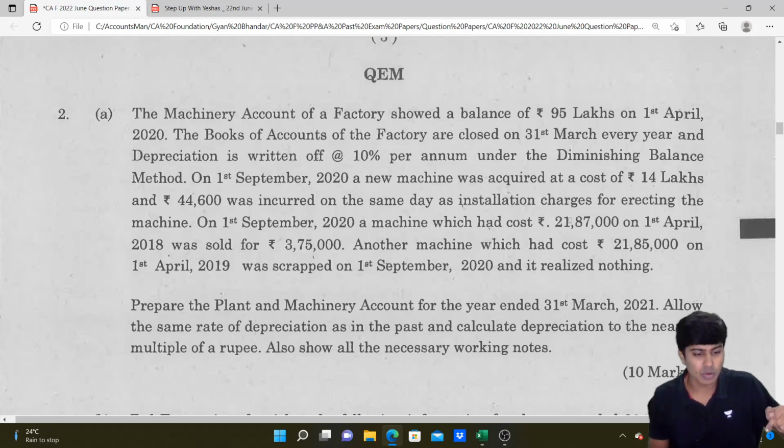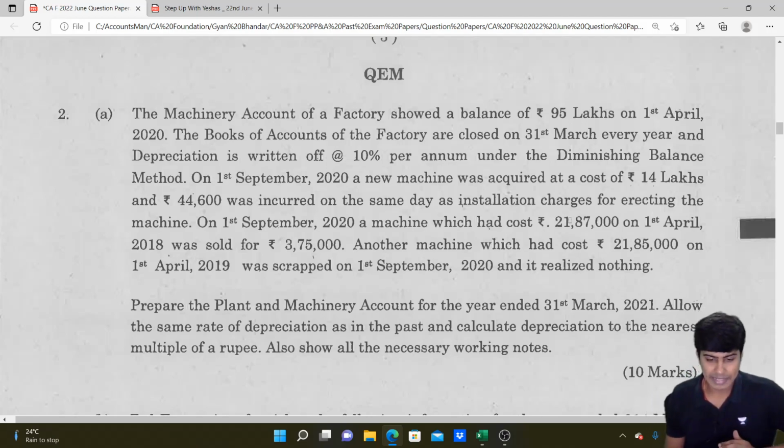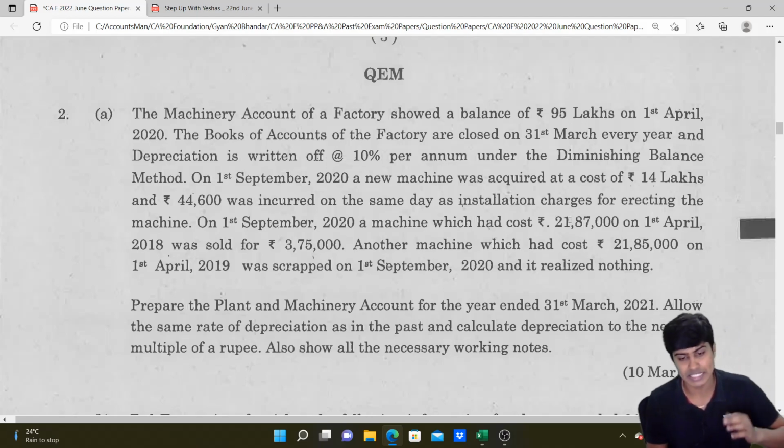It is right now sold for 3 lakh 75,000. So I should depreciate it for all those 2-3 years to identify the book value for the current period, and then compare it to the selling price of 3 lakh 75,000 to identify profit or loss arising on sale of this asset. Another machine which had a cost of 21 lakh 85,000 on 1st of April 2019 was scrapped.